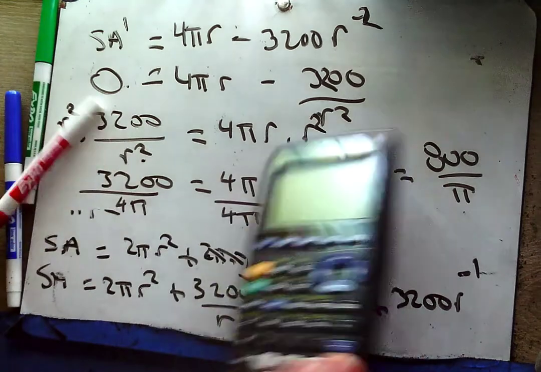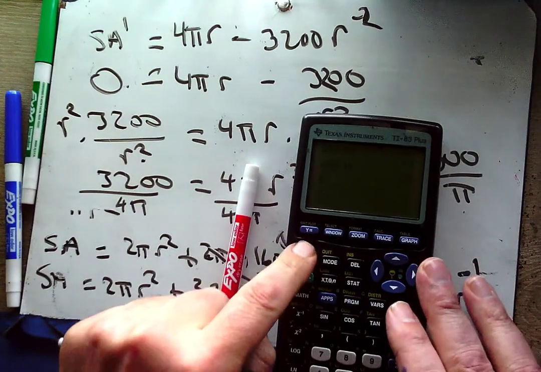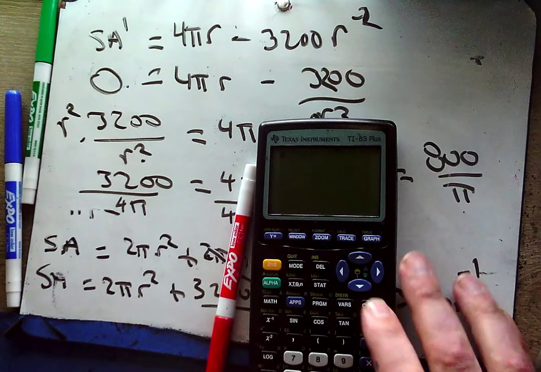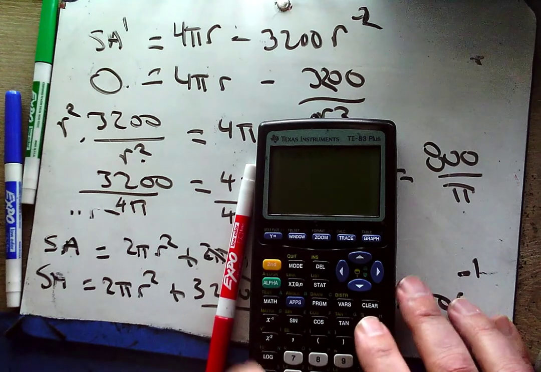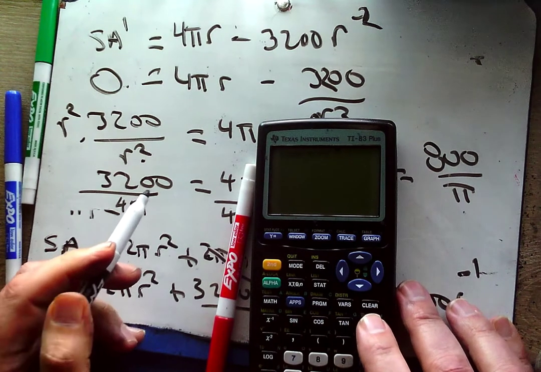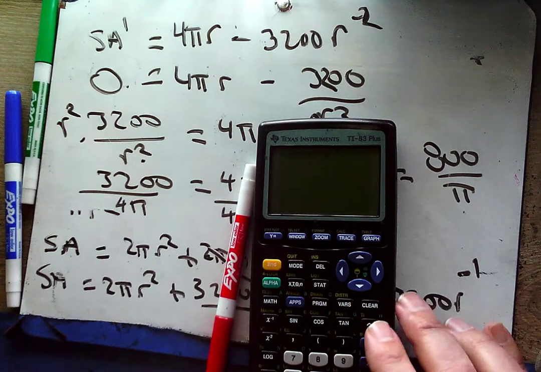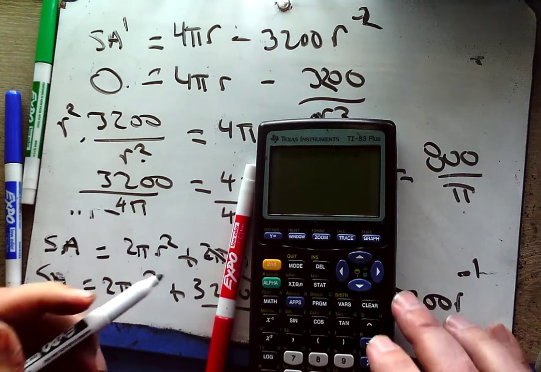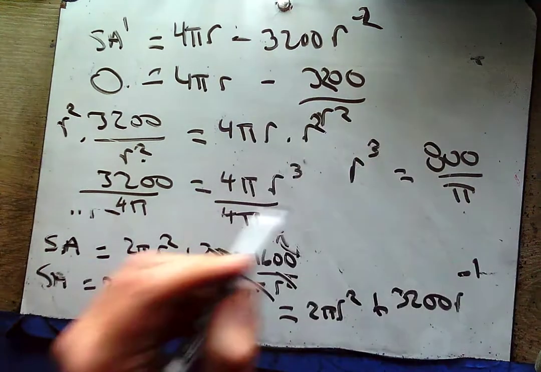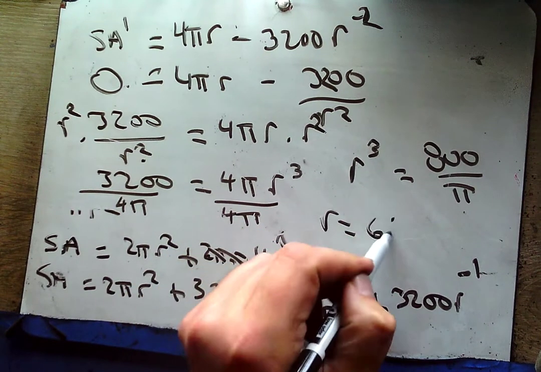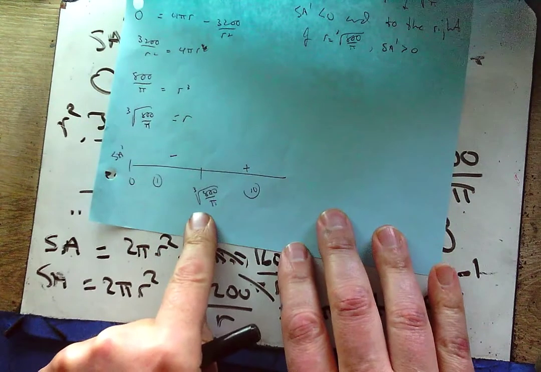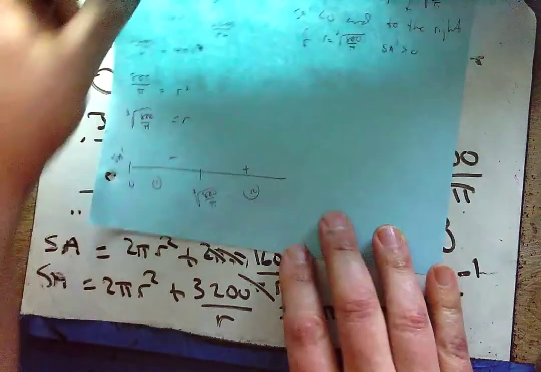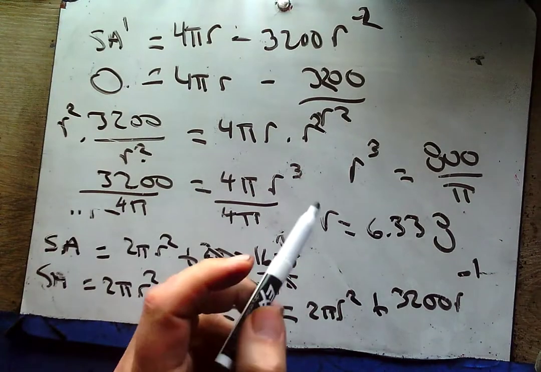Well, happy calculator time. Cube, no, I want to do parentheses. 800 divided by pi, raised to the power of, since I was taking the cube root, 1 divided by 3. Okay, I get that r equals 6.338. Fabulous. And here, look at my notes. My critical point was the cube root of 800 over pi because I was too lazy to pull out the calculator.